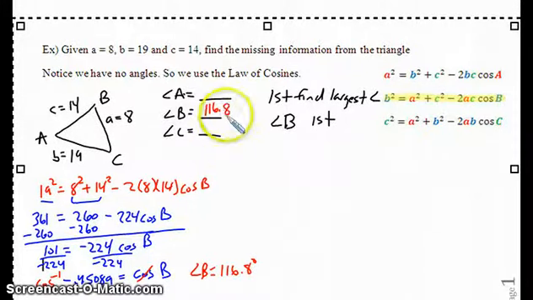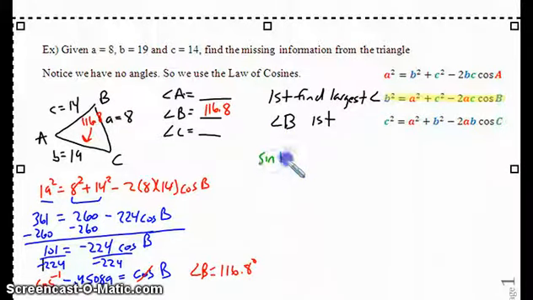Again, that's my largest angle. I can't have another obtuse angle in this problem. So, moving on to another angle, now that I know that B is 116.8, if I want to, I can use the law of sines because I have an angle-side opposite relationship. And I don't have to worry about the possibility of two different triangles because I know that I can't have another angle that's bigger than 116. So I'm going to actually use the law of sines to help me find my next angle.